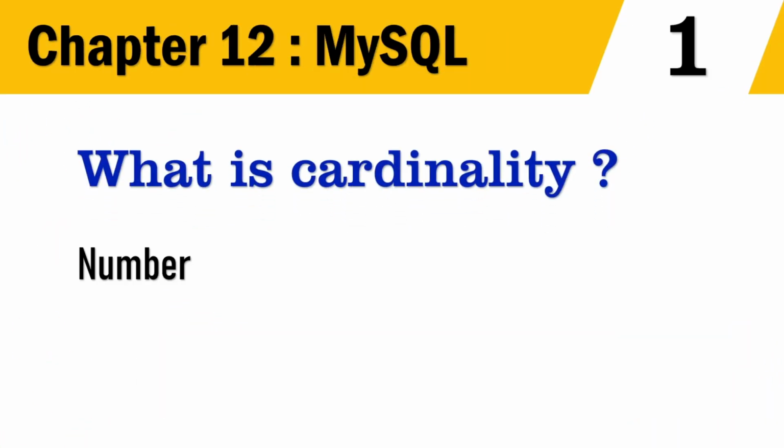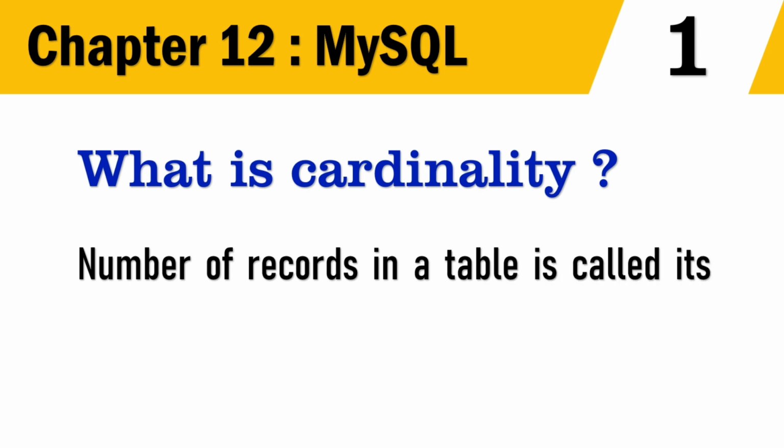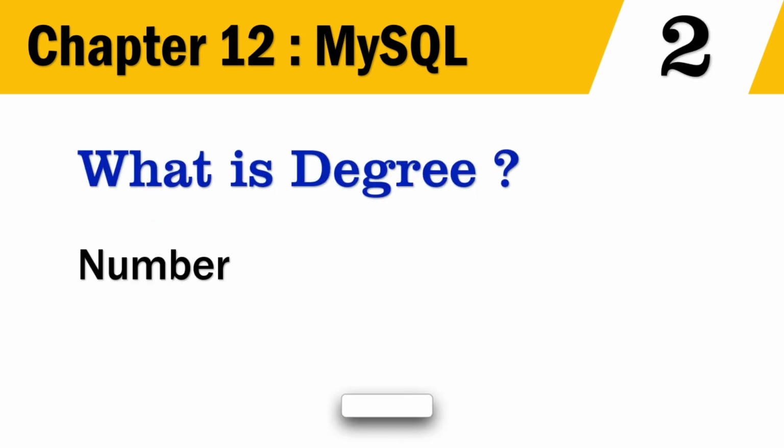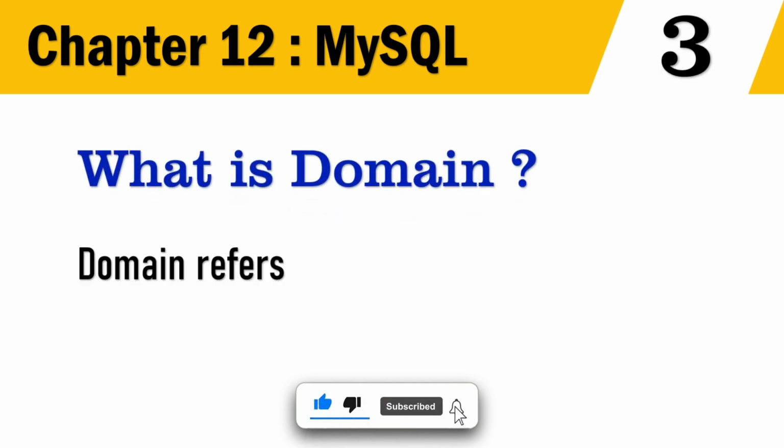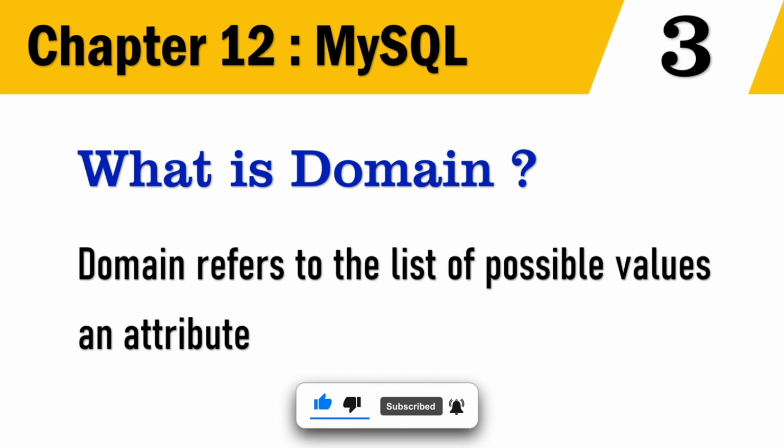What is cardinality? Number of records in a table is called its cardinality. What is degree? Number of columns in a table is called its degree. What is domain? Domain refers to the list of possible values an attribute can store.